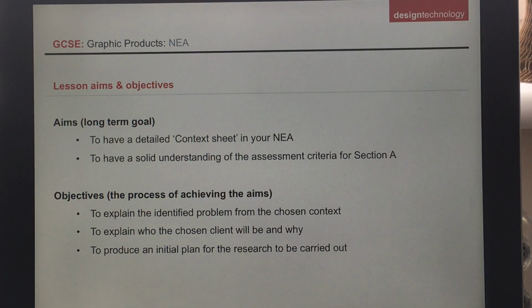Okay, this is the second lesson. This is video one of the second lesson. So these are our lesson aims. First of all, we're looking at producing a detailed context sheet, and we're also looking at three areas to put on there.